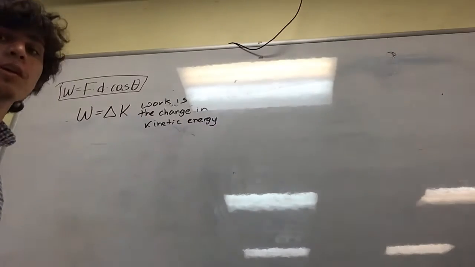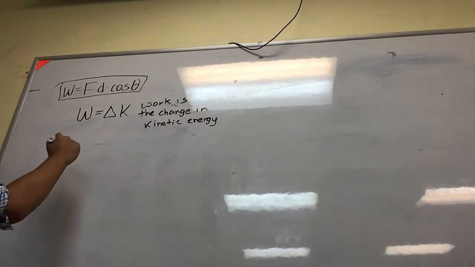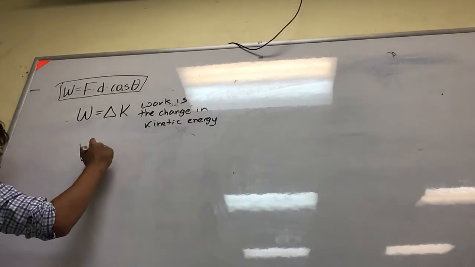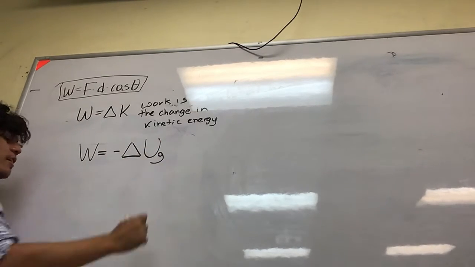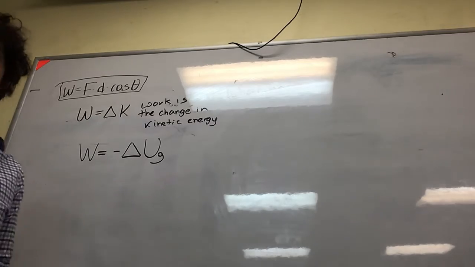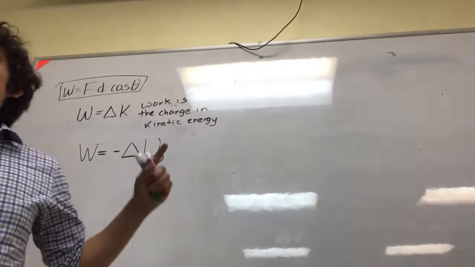Now we're going to take a look at the second part of that law, which says that work is equal to negative delta UG. And I'm going to go ahead and leave it up to my smart students to interpret this for me.